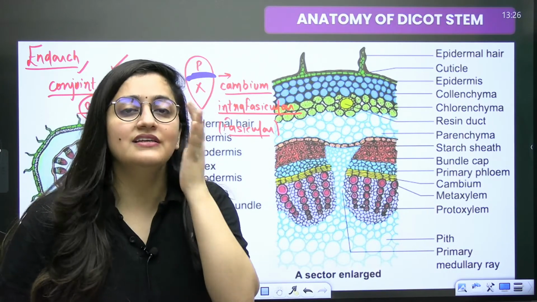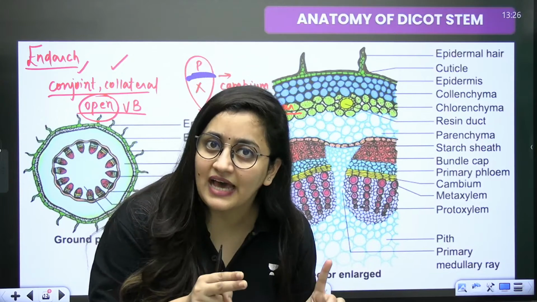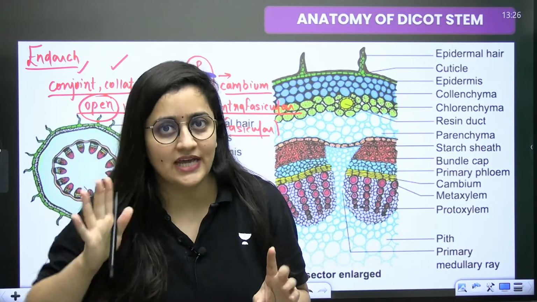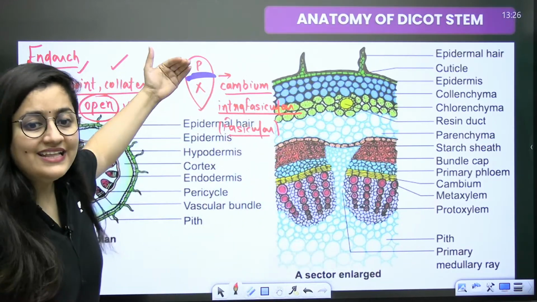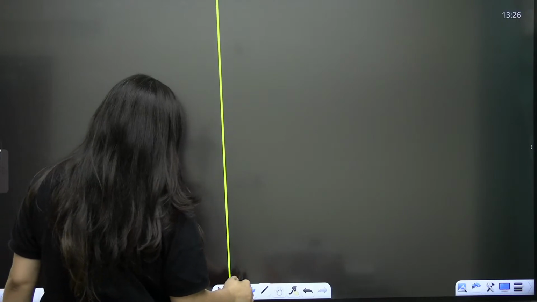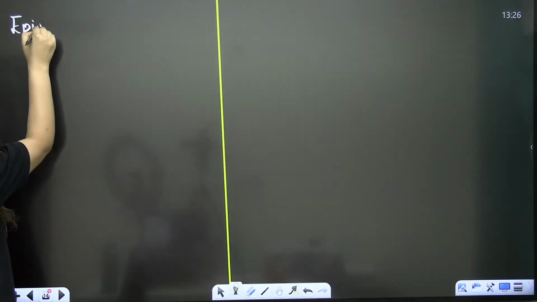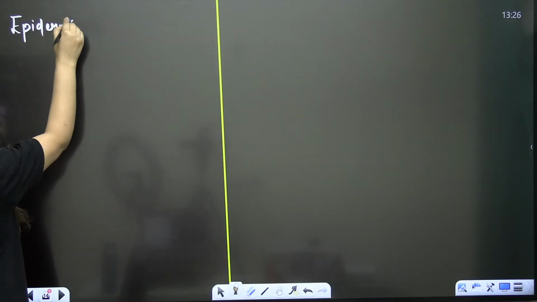So first of all, when it is a stem, the vascular bundle will be conjoint collateral, and if it is a dicot stem, it is going to be an open type of vascular bundle. So now let's talk about the dicot stem. How are we going to start? Obviously we are going to start with the epidermis first.